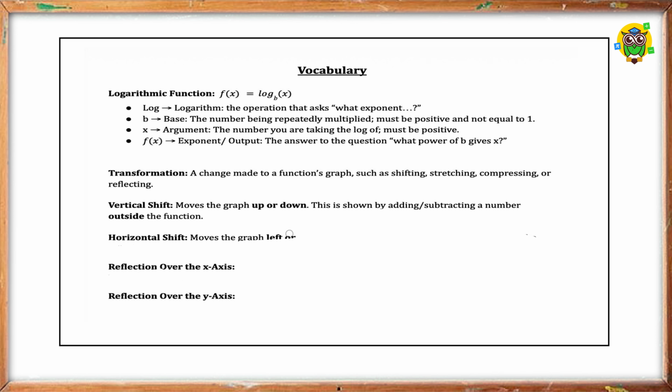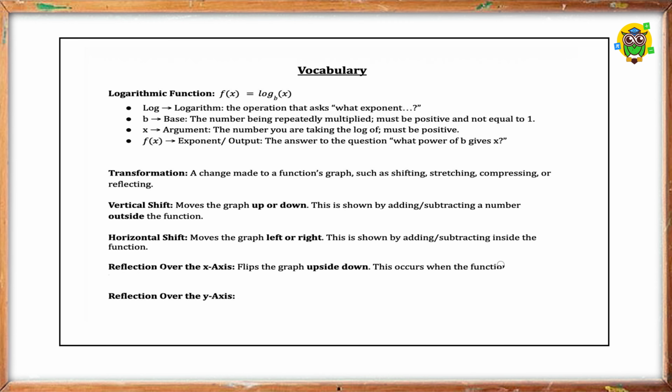A horizontal shift moves the graph left or right. This is shown by adding or subtracting inside the function. Reflection over the x-axis flips the graph upside down. This occurs when the function is multiplied by -1. Reflection over the y-axis flips the graph left to right. This occurs when x is replaced with -x.